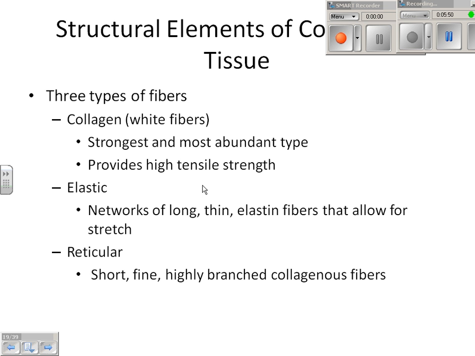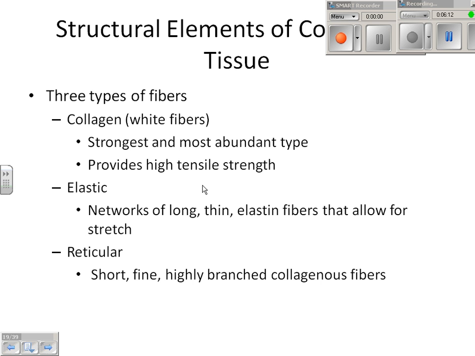Now, another structural element of connective tissue that is super important to remember is that there are fibers. So fibers, when you think of connective tissue, not only are you thinking extracellular matrix, but you're also thinking fibers. And there are 3 types of fibers that you may encounter. The first type is called collagen.